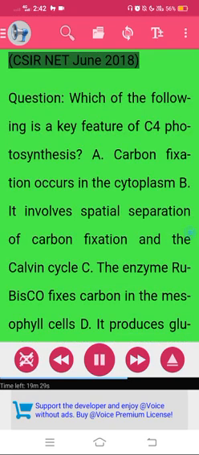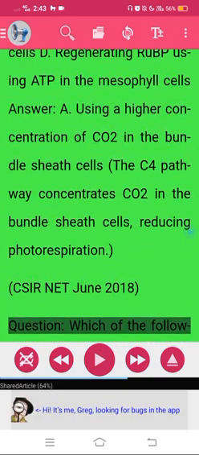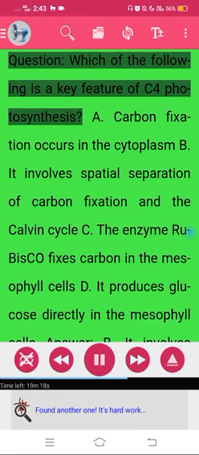CSIR NET June 2018. Question. Which of the following is a key feature of C4 photosynthesis?